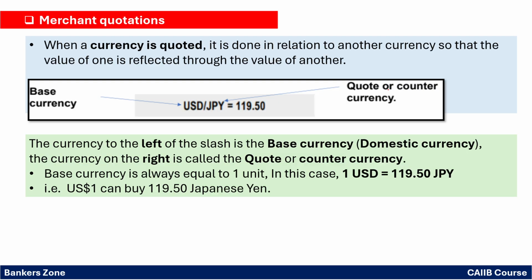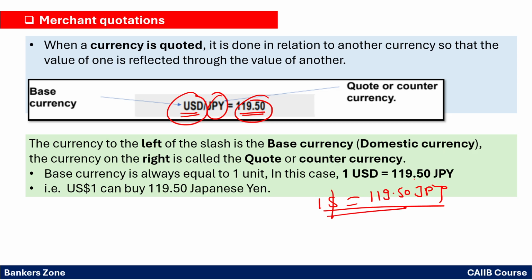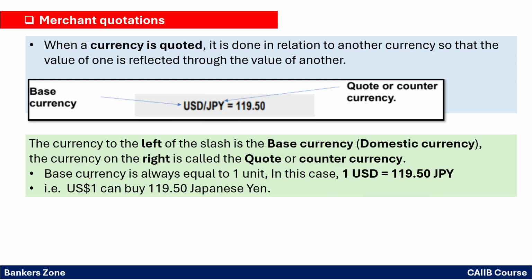What is the meaning? The meaning is very simple. $1 is available at 119.50 Japanese yen. That means to purchase $1, you have to pay 119.5 Japanese yen. So remember here, the left side is always the base currency and the right side is called the counter currency or the quote.